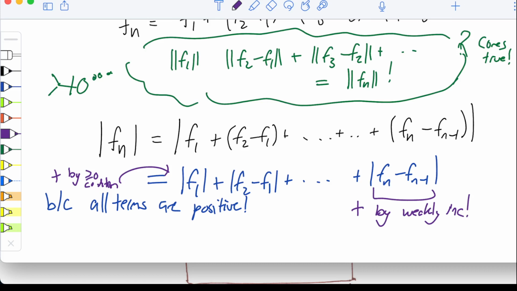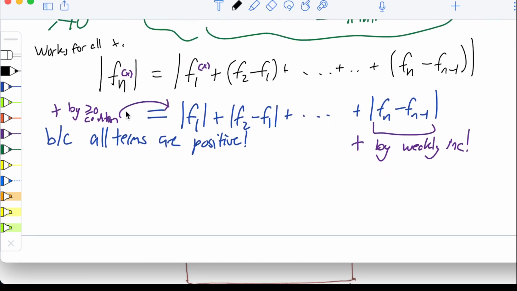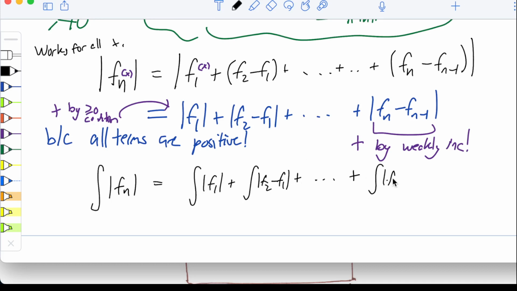When you're adding up positive things, it's positive, and this works for every x, right? So for every single x, you could put in an x here if you want. Works for all x. And if this works for all x, you can find the integral. The integral of fn is equal to the integral of f1 plus the integral of f2 minus f1 plus dot dot dot plus the integral of fn minus 1. Both the left hand side and the right hand side are equal. So for a sum of finitely many things, you add up the integrals.